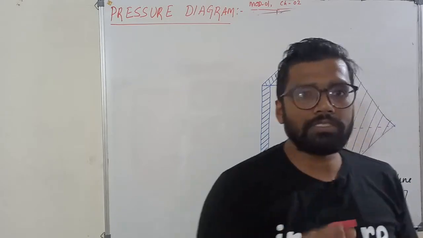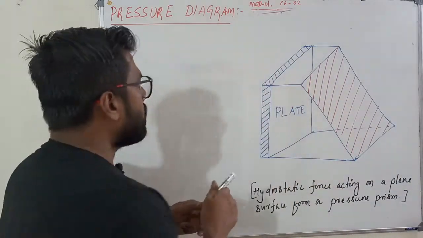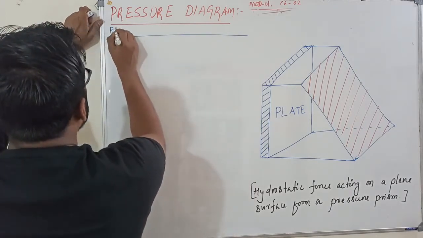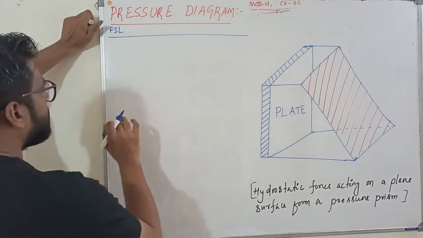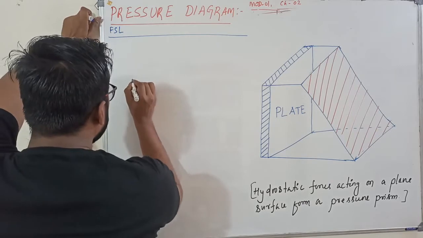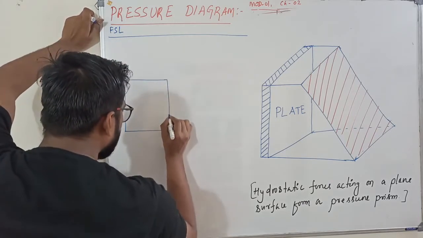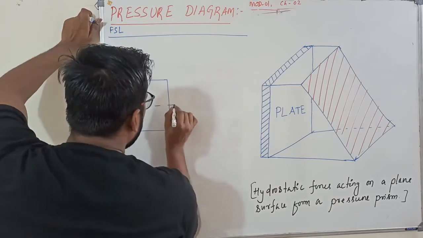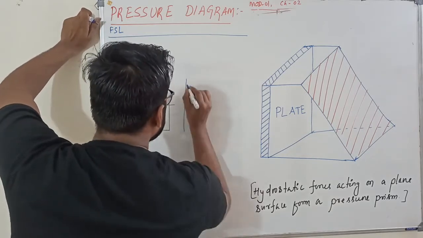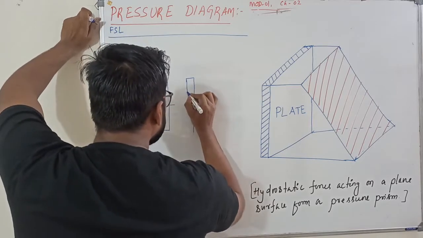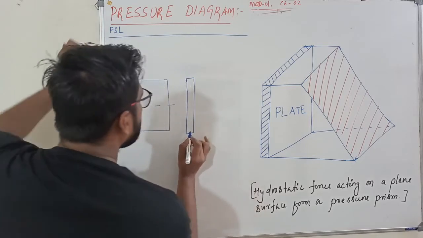Now let's discuss a vertical case. This is my free surface layer. I have a vertical plate like this. This is the front view of the plate, and this is the side view of the plate. Need not say again, we are not considering the thickness.